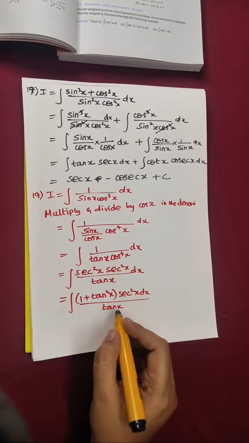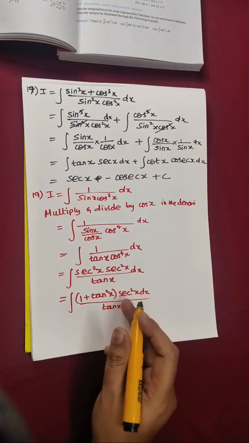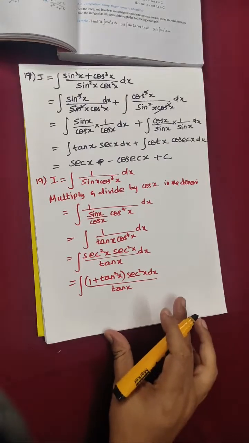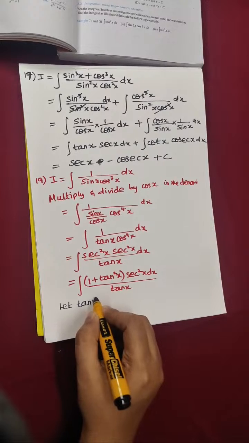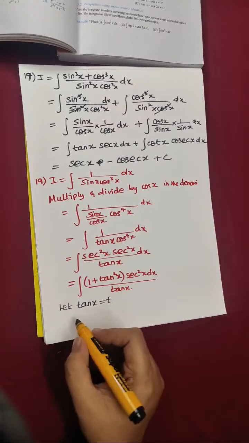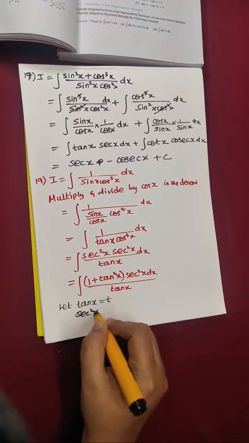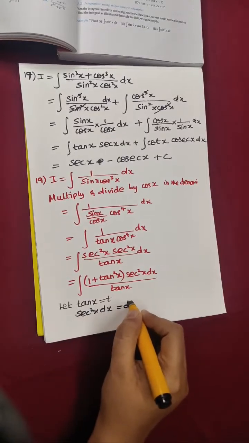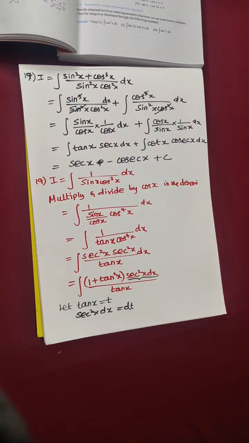Because in the denominator you have tan, when you take tan x as t and find the derivative, you will get the secant square x. So it is easy for us to substitute. So let tan x equal to t. Differentiating on both sides with respect to x, you will get secant square x dx is equal to dt. So now in this place, you will be writing it as dt.